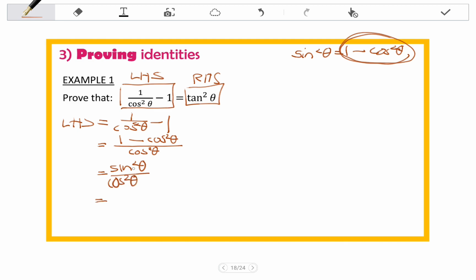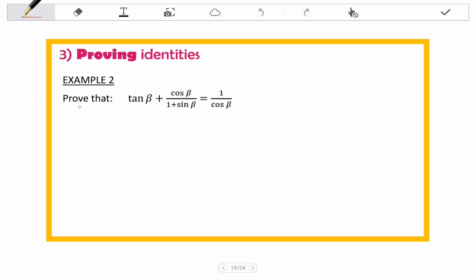Okay, now sine over cos, that is the tan identity. So the quotient identity was tan theta equals sine theta over cos theta. And of course, we also have the squared form, which applies here. So this is equal to tan theta all squared, which is my right-hand side. So I finish off the proof by saying equals right-hand side.